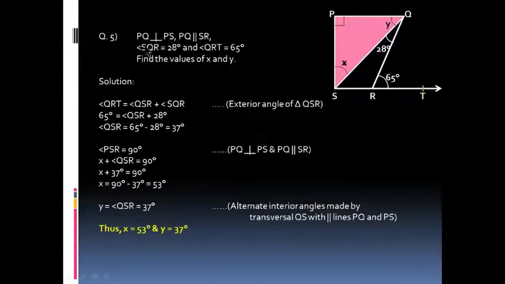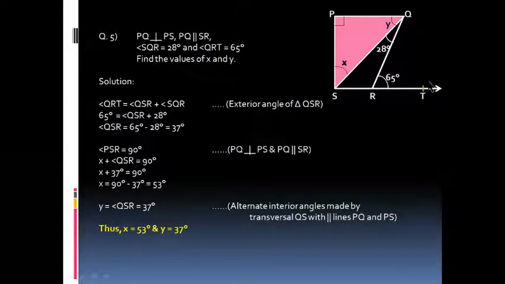Then question number 5. Here what is given is PQ is perpendicular to PS. That means this angle is 90 degrees. And PQ and SR is given as parallel. So these two are parallel lines. Okay? And angle SQR, which one? SQR, this is given as 28 degrees. And angle QRT is given as 65 degrees. And we have to find the values of X and Y. So let us now look at the solution.